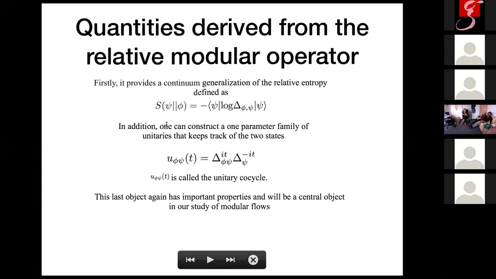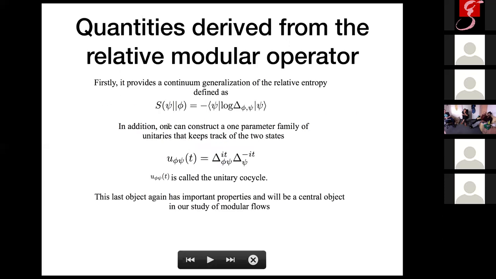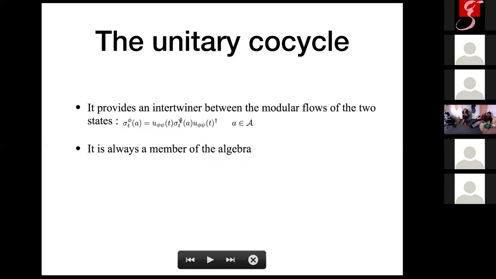And what this unitary cocycle does is intertwine between the two modular flows. This is the reason why we directly look at this object, this unitary cocycle, because once you know sigma psi of t of A, you can compute sigma phi t of A just by conjugating it by these unitaries. So this is called Connes' cocycle theorem.